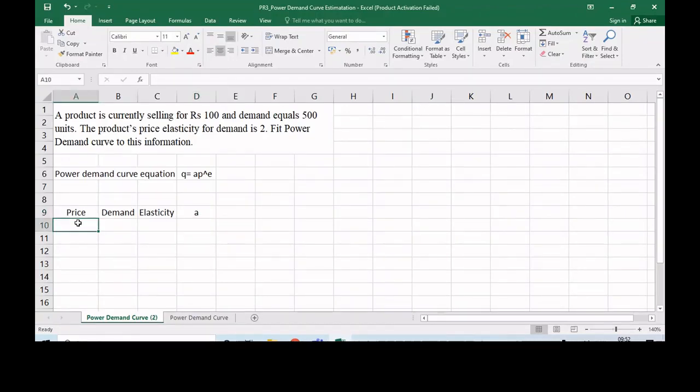Now the price which is given to us is 100. So let me have it. Demand: now for demand, I have to enter the formula. I will not enter this 500. So what formula? The formula is this one, Q is equal to AP raised to E. The elasticity we have been given, that is 2. And now I am entering the formula for this same equation, Q is equal to AP raised to E.